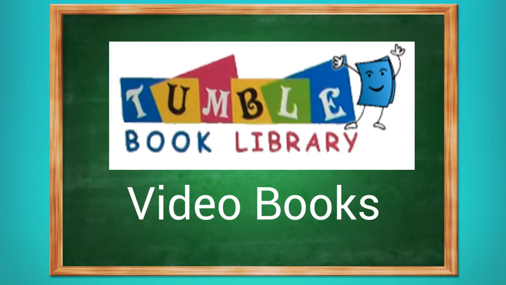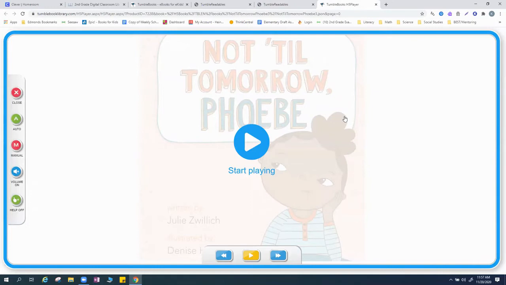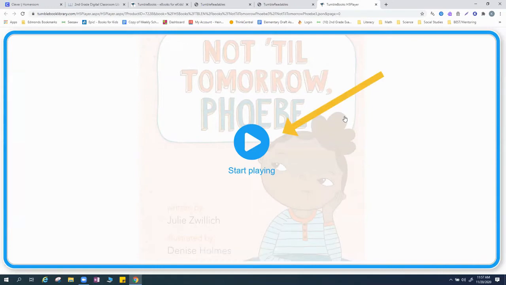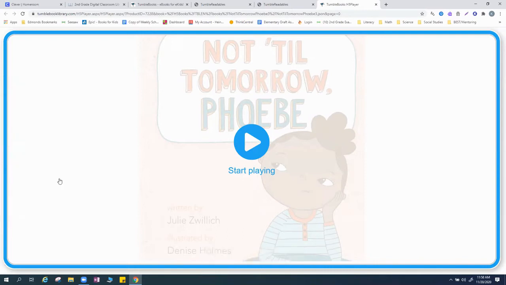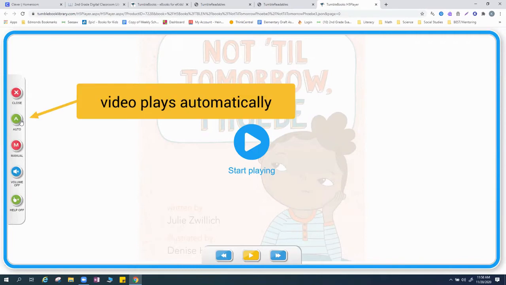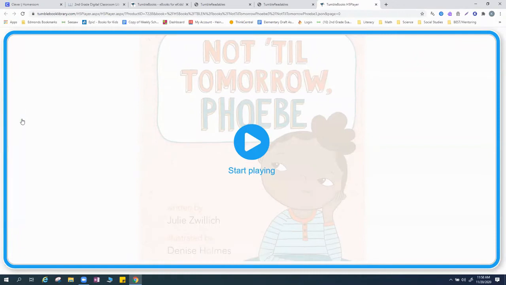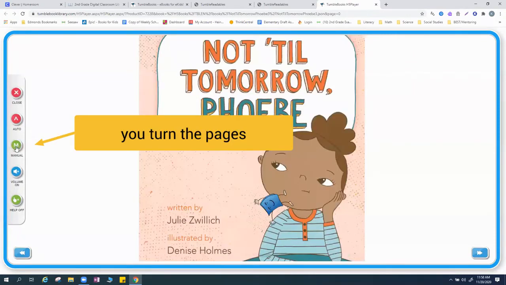And some Tumble Books look like this. The story will be read to you out loud with some animation. Hit start playing. If you do not want the story read aloud to you, you can turn the volume off. Right now the volume is turned on, and if I click on it, it'll say volume off. If you want the animations to play and the pages to be turned for you, make sure the auto button is green, which means it's turned on. If you do not want the animations and would like to turn your pages yourself, make sure that manual button is green.